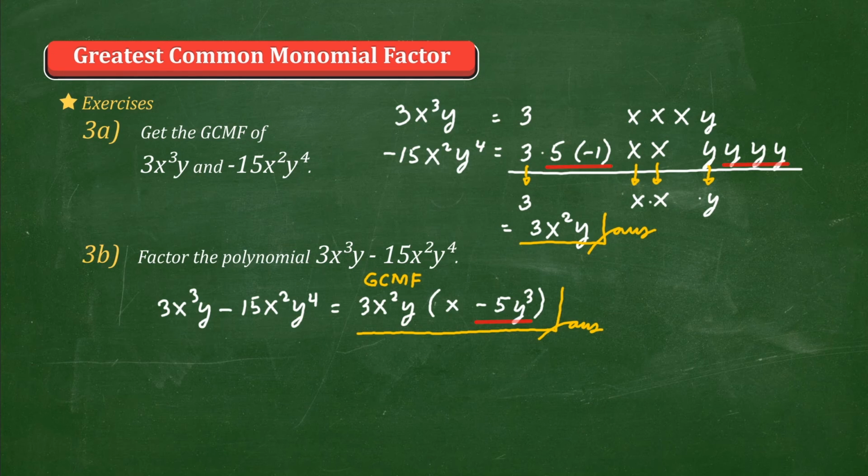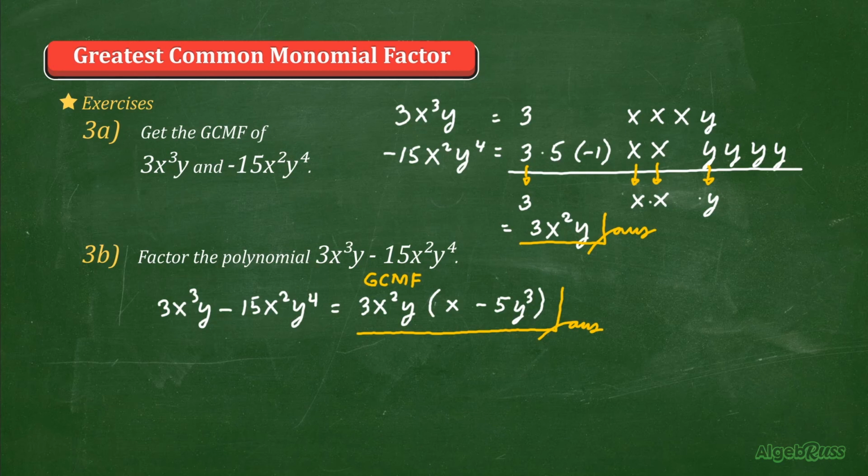So prime factorization and expansion of the literal coefficient does not only give you the GCMF, but it can also give you the terms of the remaining factor. However, prime factorization can be tedious. Expanding is still easy in this case because the maximum exponent of our variables is just 4. Can you imagine expanding y raised to the 50th power? Writing the variable y 50 times is so impractical. Hopefully, we can find an easier way to do it.